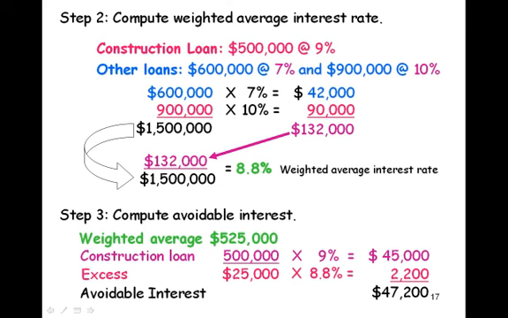Before we move to the next slide, let's do some what-ifs. What if the weighted average accumulated expenditures had been $490,000? We would have multiplied $490,000 by 9% to compute the avoidable interest. And what if we had used the average expenditures of $510,000 instead of the weighted average of $525,000? The excess would have been $10,000 and the avoidable interest $45,880, not $47,200.